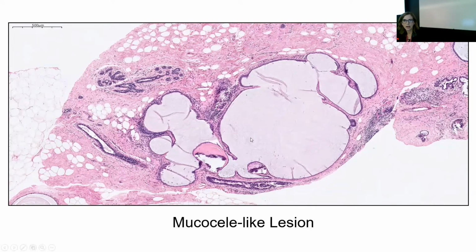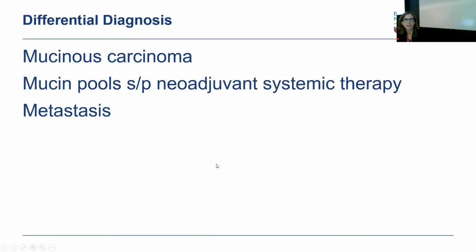Here's a nice example of a mucocele-like lesion associated with microcalcifications. This is why this particular lesion was detected. And the challenge for us here morphologically is that the differential diagnosis includes some significant things: mucinous carcinoma, maybe metastasis, pretty unlikely but possible, and then mucin pool status post neoadjuvant systemic therapy.